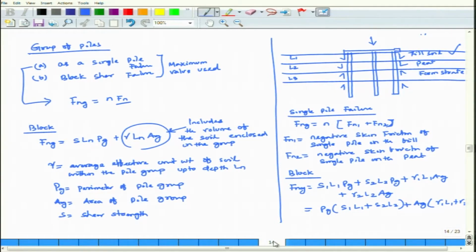First one, considering the group of piles as a single pile failure. Then second one, considering it as a block shear failure. So out of these two, the maximum value is used as the negative skin friction of the group of piles.